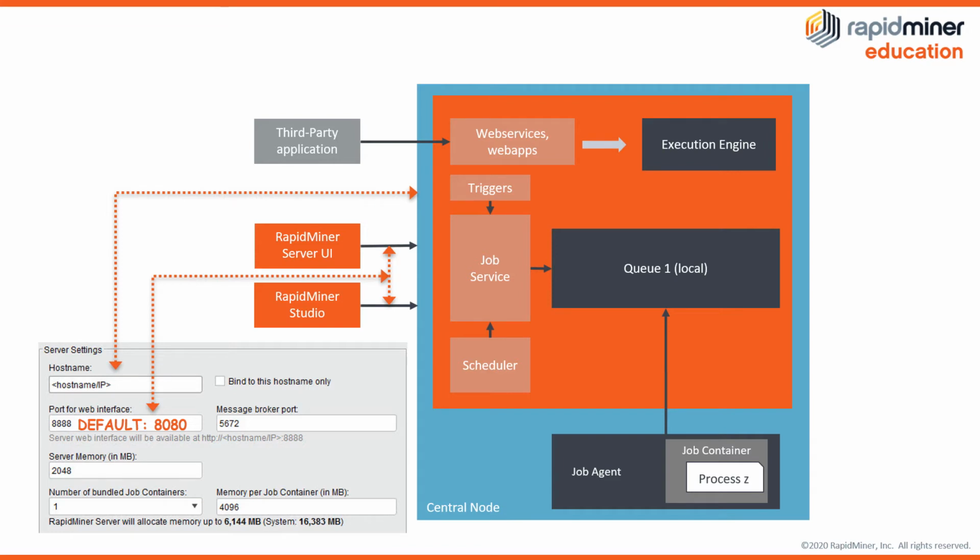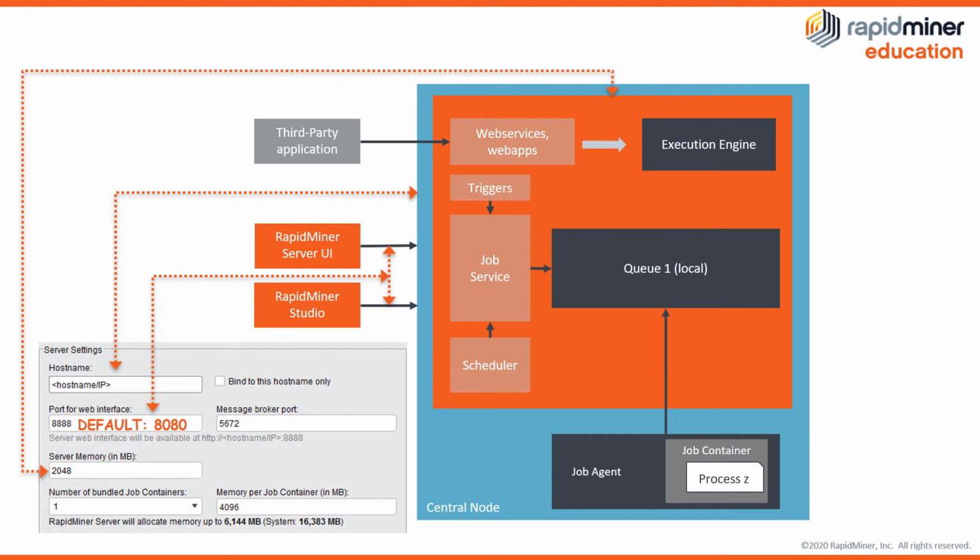The next field, server memory in megabyte, is the RAM for our RapidMiner server application, which also executes web services and generates web apps. The minimum amount which you need to provide to this is 2 gigabytes, which will also be partially used by other elements of the server, such as user management, logs, etc.